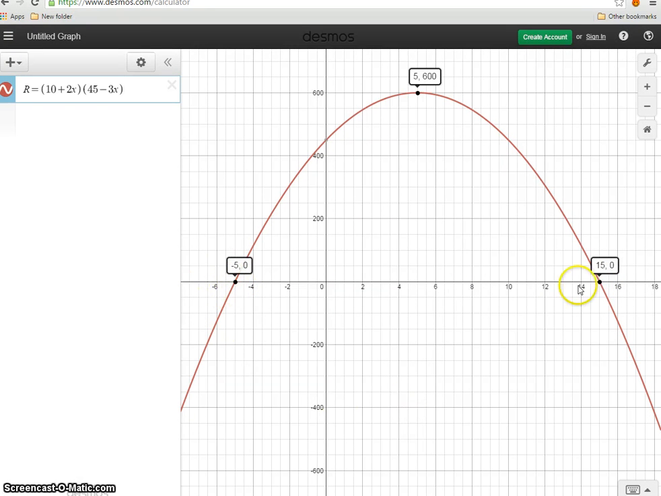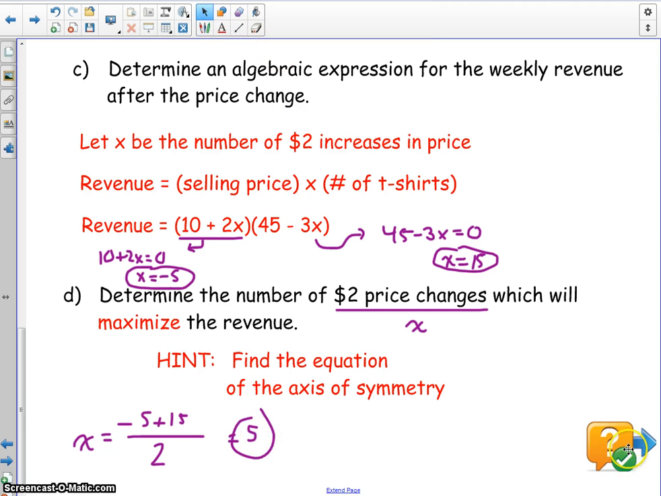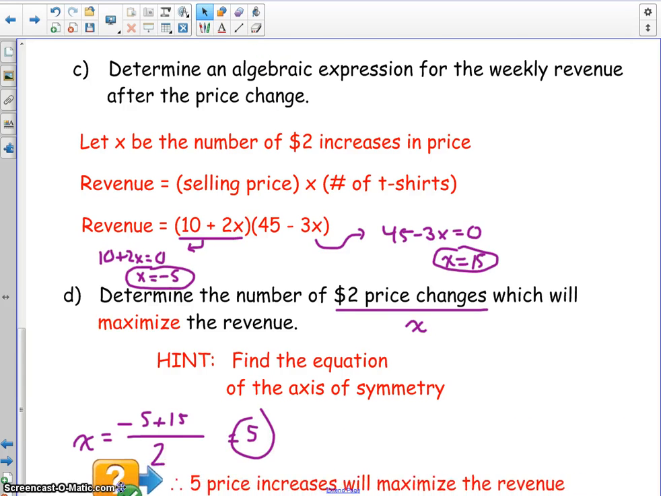So we're looking for the axis of symmetry. It's halfway in between these two x-intercepts. We can see it on the graph to be 5, but we need to be able to calculate it. So going back here, remember to find your axis, it's halfway between your zeros. So you have negative 5 plus 15 all over 2. That gives you 10 over 2, which gives us a value of 5. So that right there tells us that if we change the price 5 times, we get the maximum revenue.